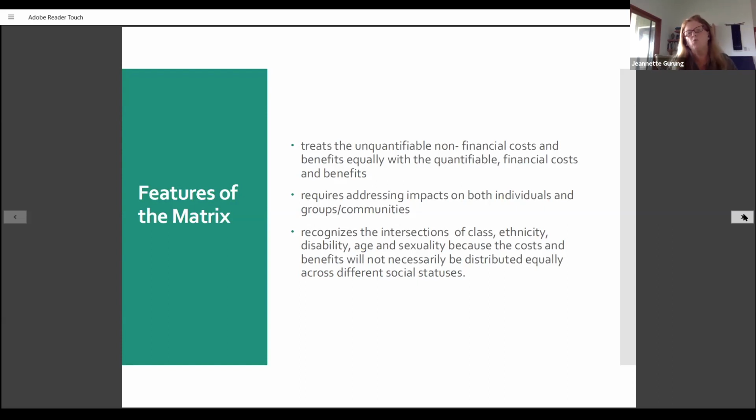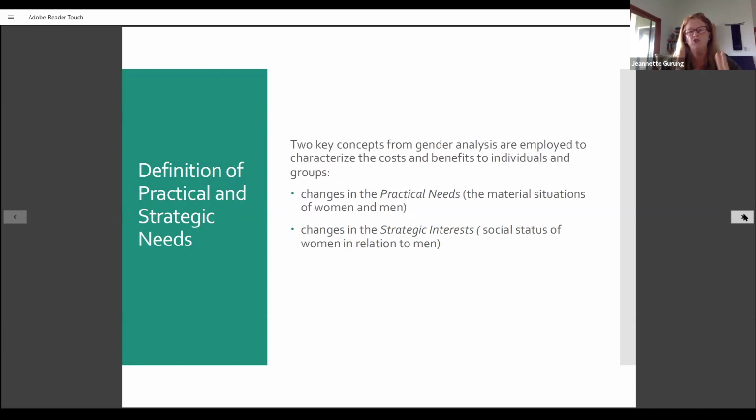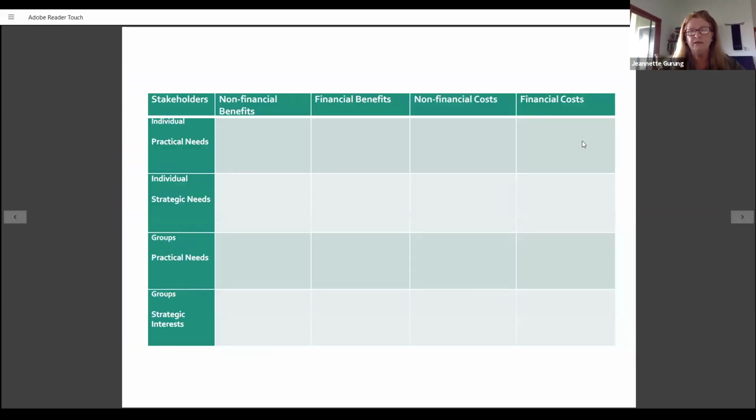So Faye, the next slide is really about only two key concepts, which for all of you who know gender is elementary, of course, but we want to make sure that these are understood by everybody, that we need to think about practical needs, but also strategic needs. Practical needs being the material situations of women and men, strategic interests being those that are related to the social status of women in relation to men. This is where we talk more about decision-making or control over power and resources. Okay, Faye, so this is the matrix.